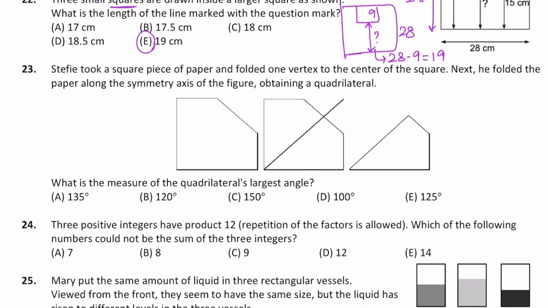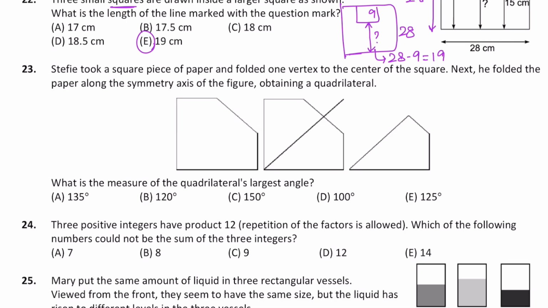Stefie took a square piece of paper and folded one vertex to the center of the square. Next, he folded the paper along the symmetry axis of the figure, obtaining a quadrilateral. What is the measure of the quadrilateral's largest angle?